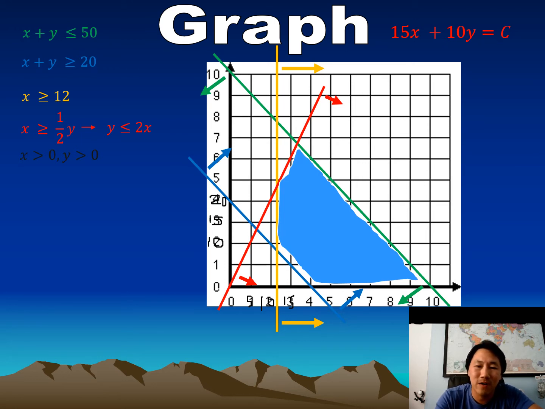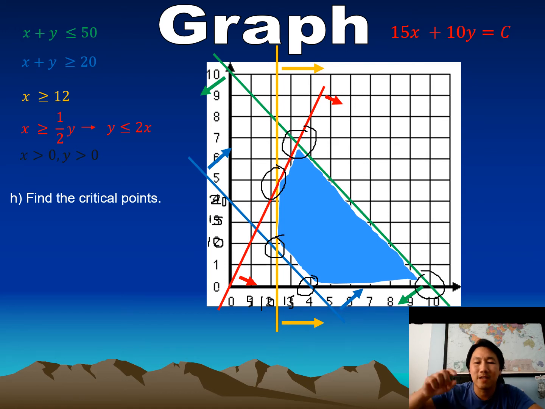All right, so from there, we're going to go ahead and find all the critical points. There's a lot of them. There's one right here. There's one right here. There's one right here. There's one right here. And there's one right here. It's all the corners of our feasible region. All right, and we have to find them all, which is not too difficult to do. We'll start off with the easiest one, this one right here.